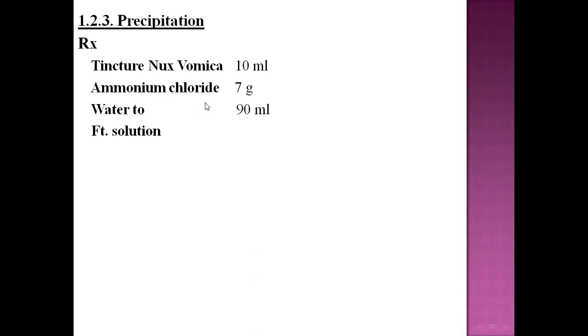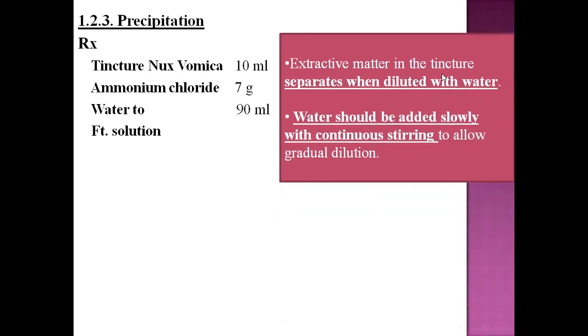Here is another example: tincture of Nux vomica, ammonium chloride, water 290 milliliters, make a solution, okay? The extracted matters in the tincture separate when diluted with water. Water should be added slowly with continuous stirring to allow gradual dilution. This is a type of precipitation because the ingredients are soluble in the tincture of Nux vomica. However, when they are added to water, they will precipitate. Exactly what happened with tincture of myrrh when it was added to water. But here I want it as a solution, so you have to add water in a very slow manner with continuous stirring to prevent the precipitation of the ingredients soluble in the tincture.